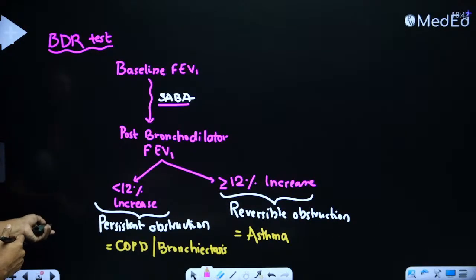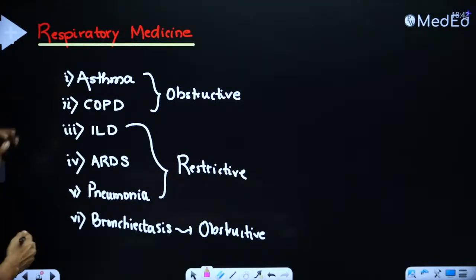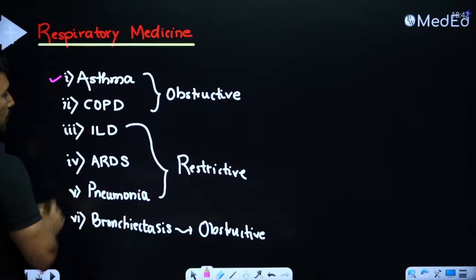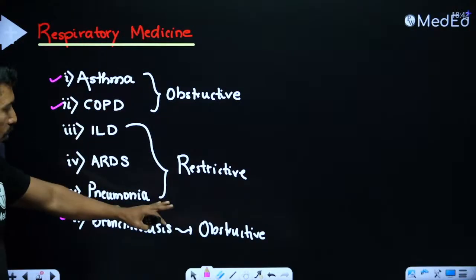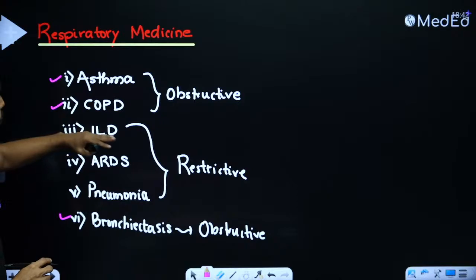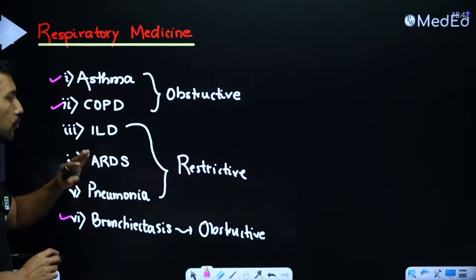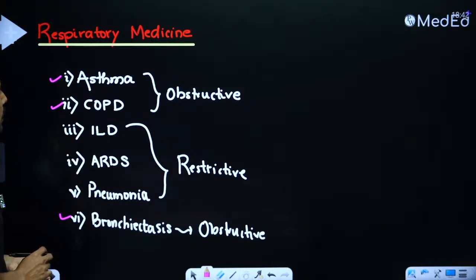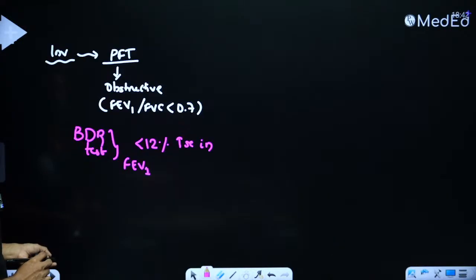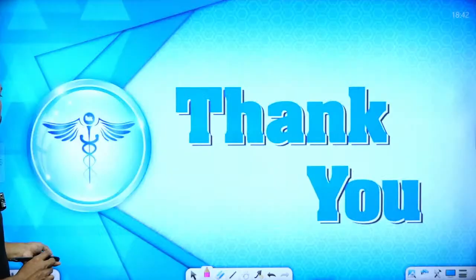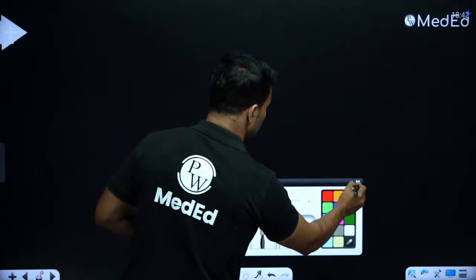Okay, so now we know how to recognize asthma in a question, how to recognize COPD and how to recognize bronchiectasis. These were my major obstructive disorders. Now let us learn how to recognize ILD, ARDS and pneumonia from the question. So I will start with ILD. How will I recognize ILD in a question? So if the examiner is talking about, let us say, interstitial lung diseases, what will he mention?